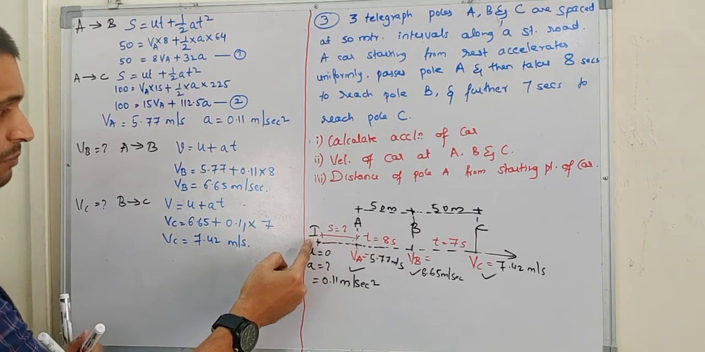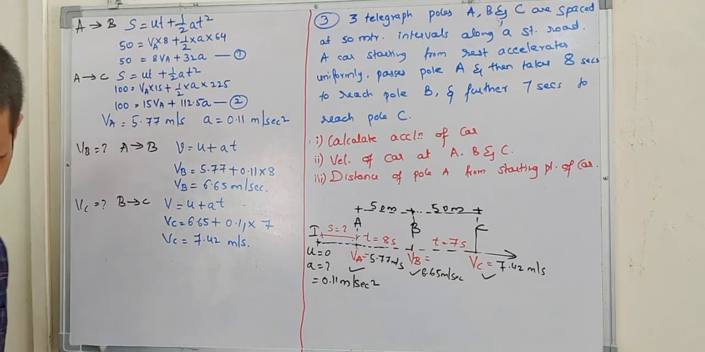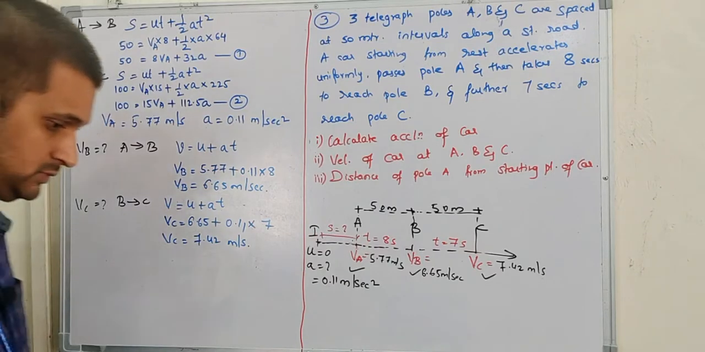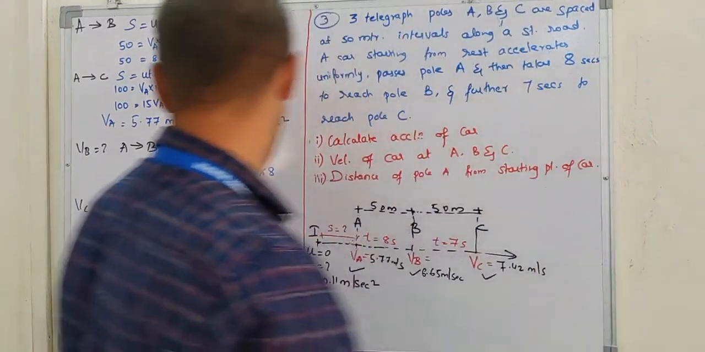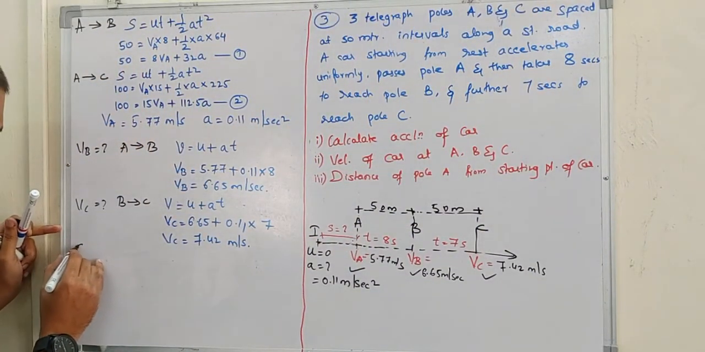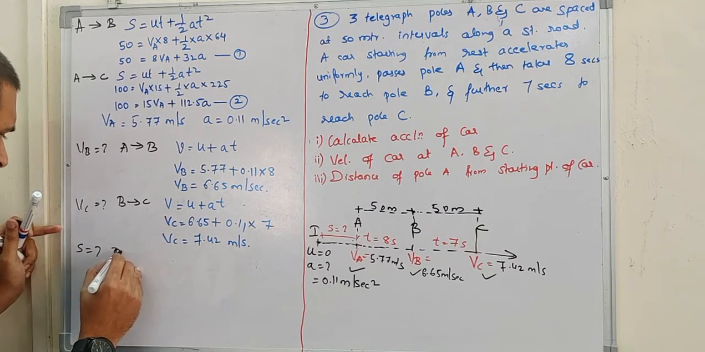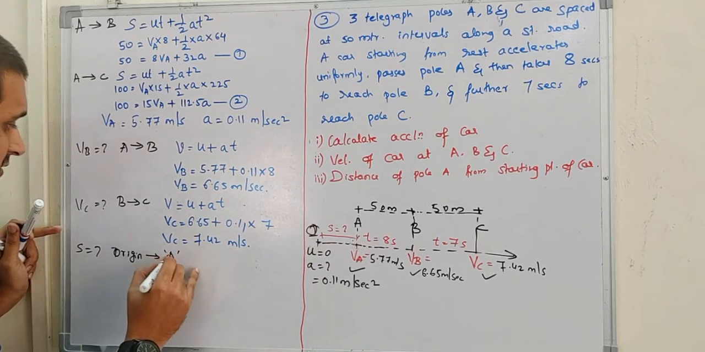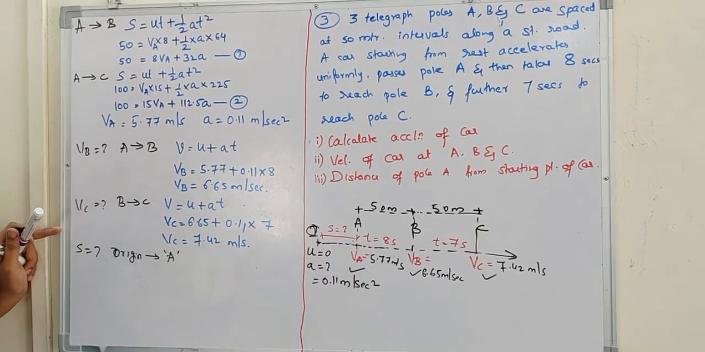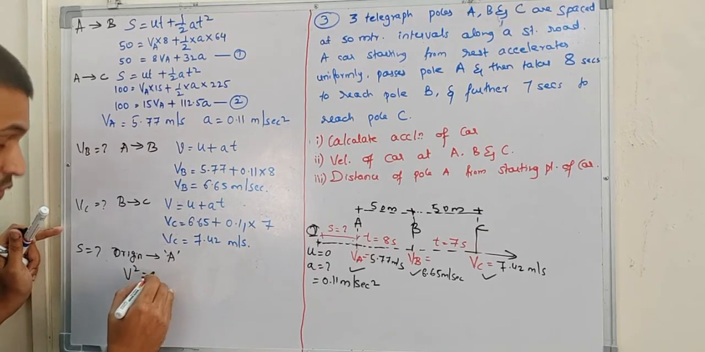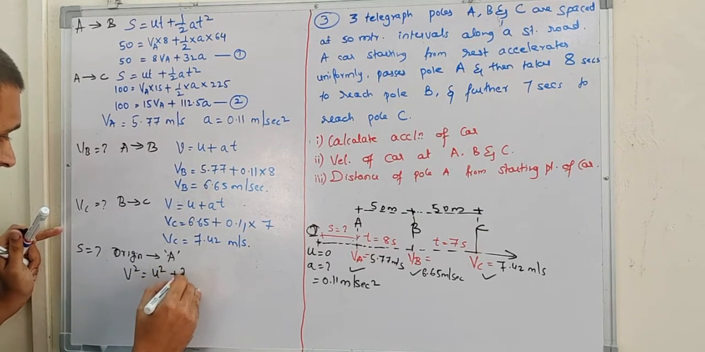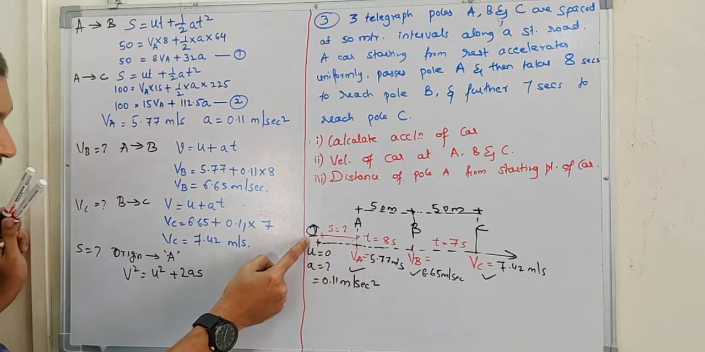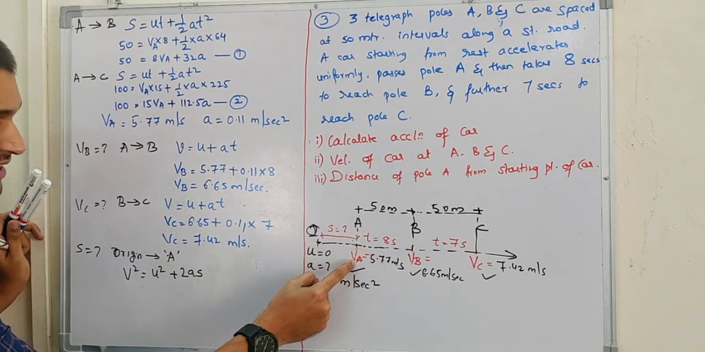or the displacement from the initial position to pole A. So we have to calculate this distance S. I'll call the initial position the origin, so S is the distance from the origin to pole A. For that we'll use this expression, V square is equal to U square plus 2AS.